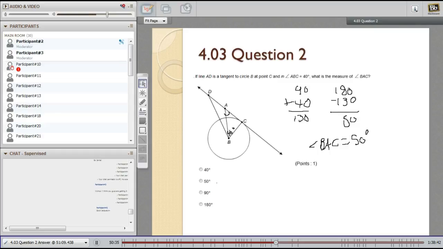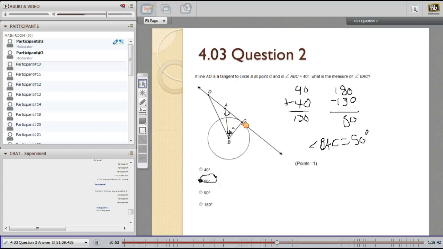Great job, Jackie. The answer is 50 degrees. Okay, so Jackie remembered that this angle right here is 90 degrees because the tangent and the radius are perpendicular to each other. So we have a 40-degree angle, we have a 90-degree angle. So we're finding that last angle in the triangle.